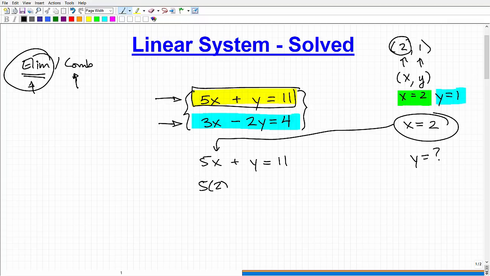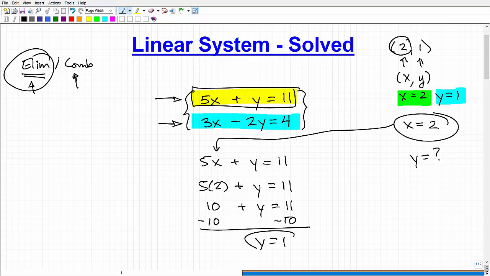That's 5 times 2 plus y is equal to 11. So here I'm able to solve for y. This is 10 plus y equals 11. Subtract 10 from both sides, and I get y is equal to 1. And that's exactly what I told you the solution was. And remember, we verified that x is equal to 2, y is equal to 1, is indeed the solution. So that's going to wrap it up for this problem.